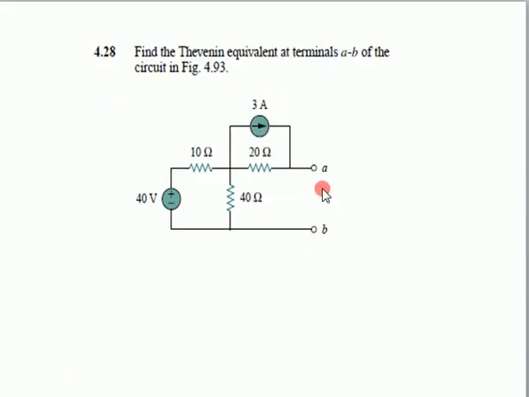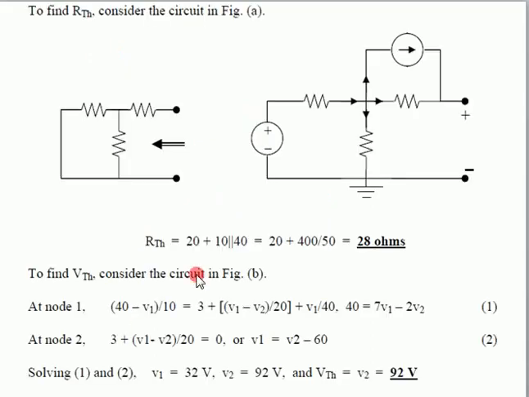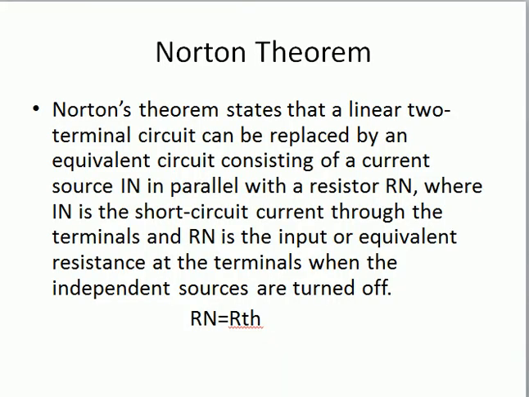Now there is another question, in which we have to find out the Thevenin equivalent circuit at the terminals AB. You will solve this question by yourself, and if you have any problem regarding this, then you may discuss it in the question answer session. Next, the topic that we have to discuss is the Norton theorem.